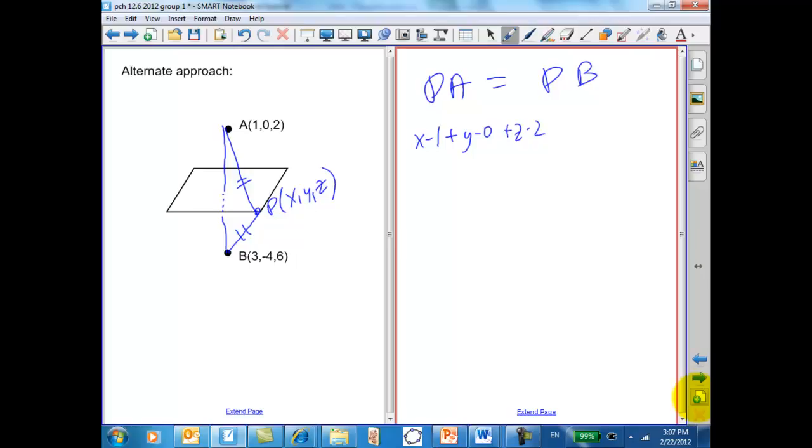You've got to square them, people. You square them and square root it all, and that's the distance. You can't just cancel the square and the root separately. And we have the square root of PB, which is x minus 3 squared plus y minus 4 squared plus z minus 6 squared.